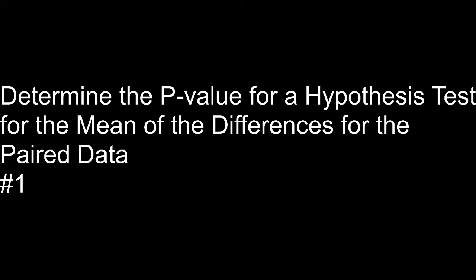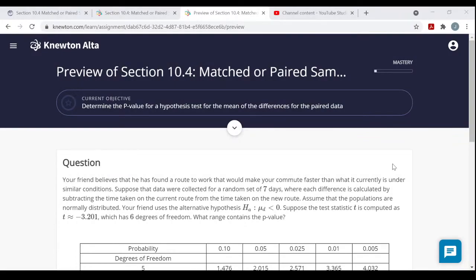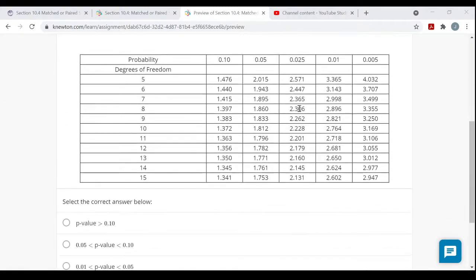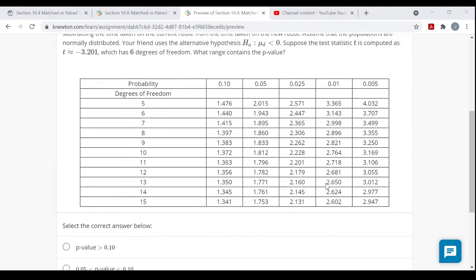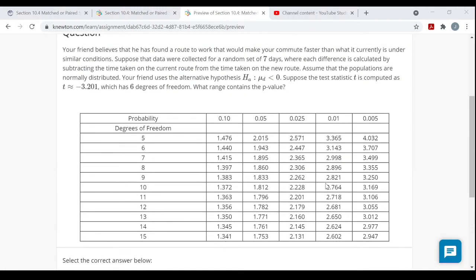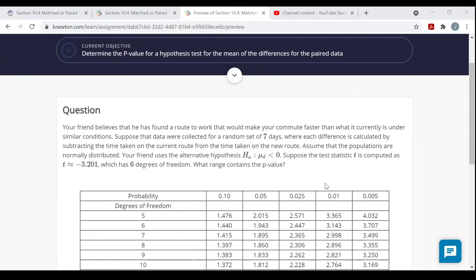This video is on the objective: determine the p-value for a hypothesis test for the mean of the differences for paired data. Alright, so let's take a look. Again, if you're unfamiliar with the topic and want to see more about it, click on more instruction at the bottom and look at their notes, their videos, their examples, and hopefully all those help you out.